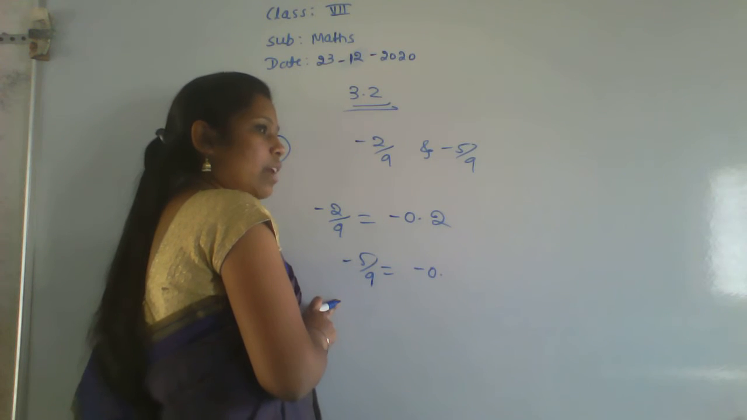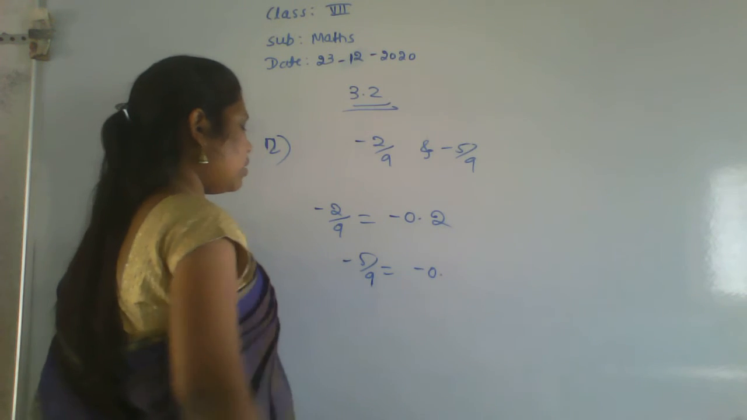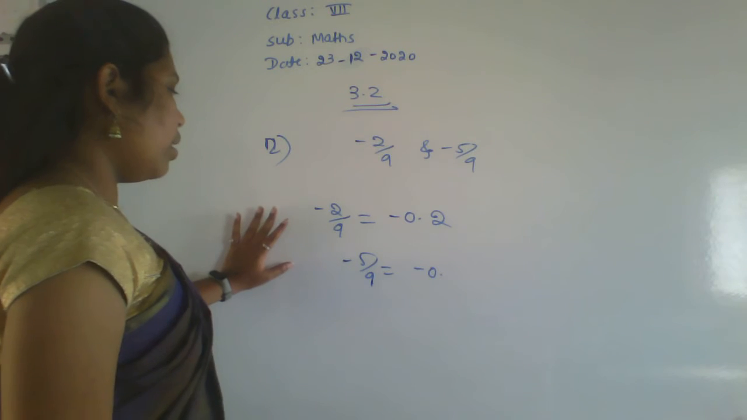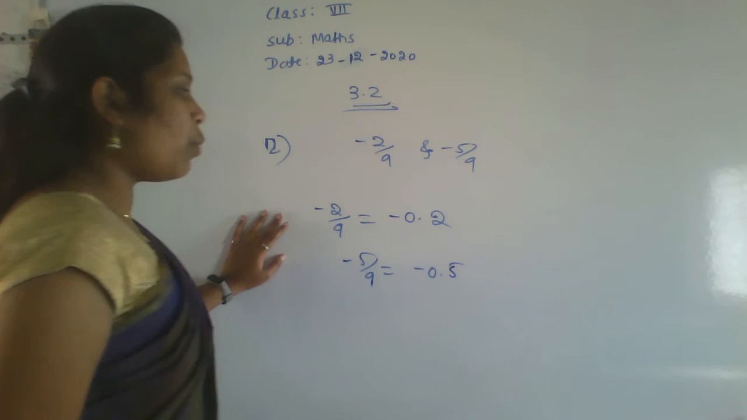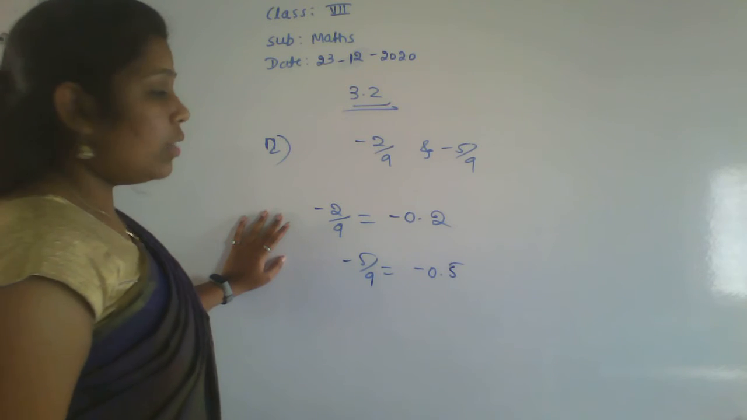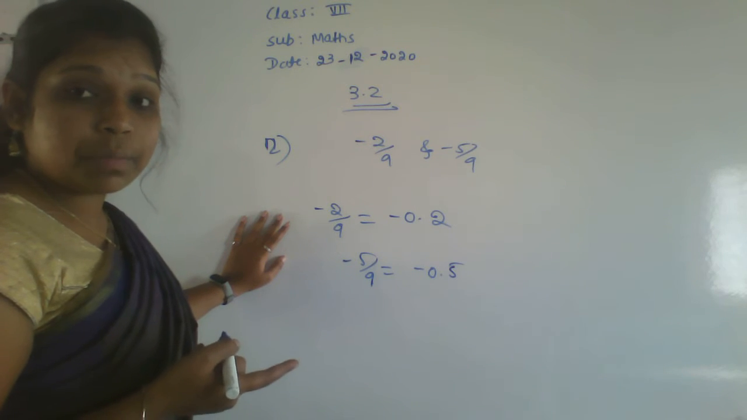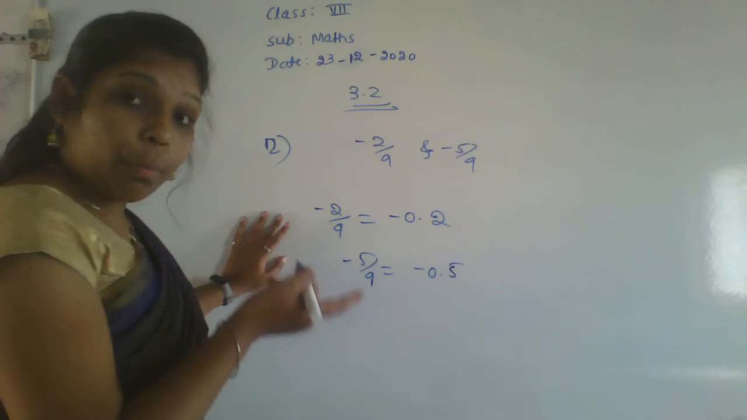9 4s are 36, 9 5s are 45. 9 6s are 54. So it is minus 0.2 and minus 0.5. Then which values does it lie between? It lies between 0 and minus 1.